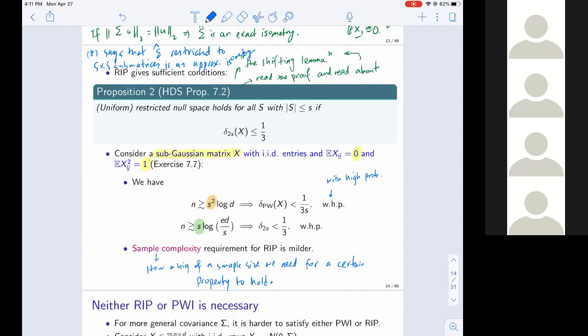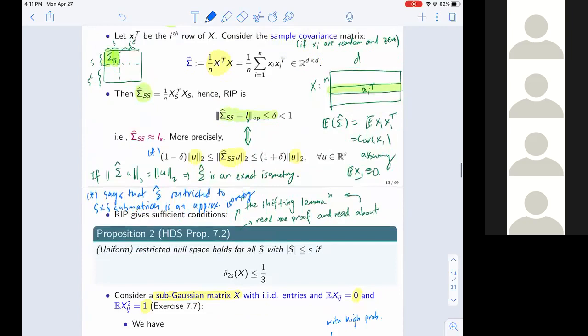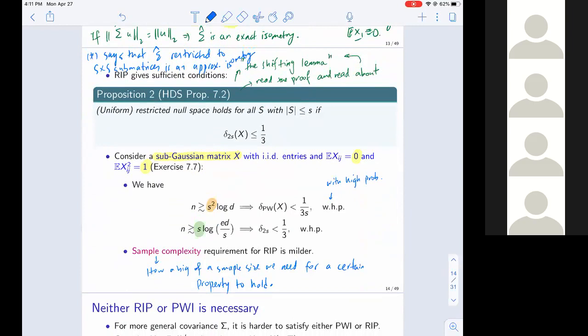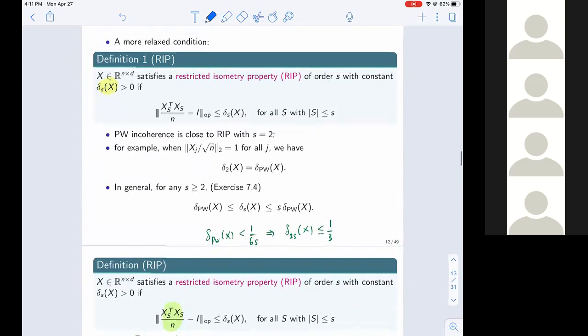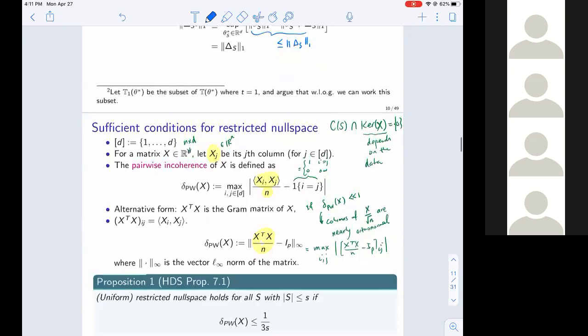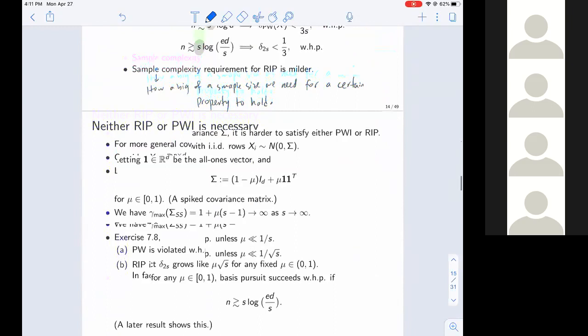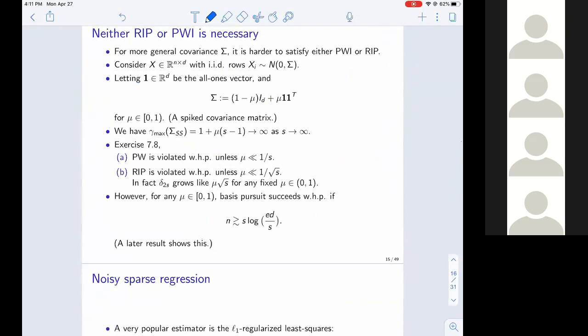Maybe I'll pause a little bit. So far, so good. Yeah, the reason I'm not proving things is that most of this is going to be your job in homework problems, except for this proposition two, which you should treat yourself. But none of these conditions are necessary, neither the pairwise incoherence nor the RIP, and in fact, in the cases where the statisticians are interested, these conditions generally fail.